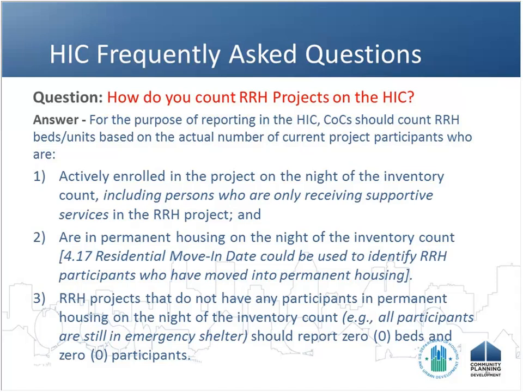The way that we devised how you could come to that conclusion is figure out those who are actively enrolled on the night of the count, who are in a rapid rehousing project, even if they're only receiving services. That's our starting point. Look at participants in rapid rehousing projects who are actively enrolled, and then look at whether or not there's a move-in date using the HMIS data element 4.17. Do they have a residential move-in date? Those are your two core criteria.